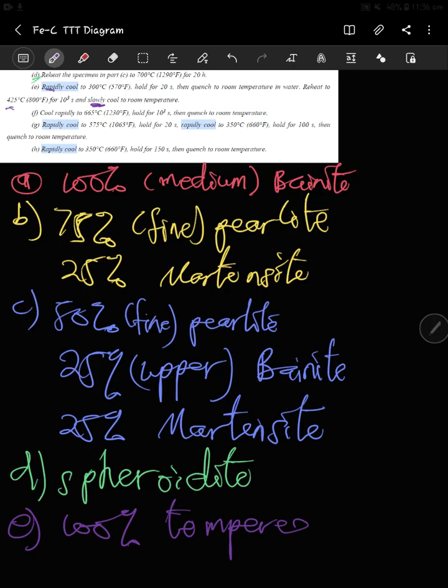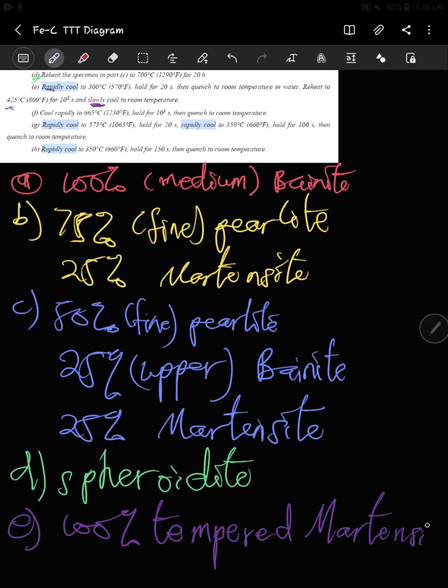Tempered martensite, right? Let me write this out clearly. 100% tempered martensite. All of these structures of iron-carbon alloy have their own structures, but here we are just doing the transformation, how to identify them in the temperature-time transformation diagram, right?